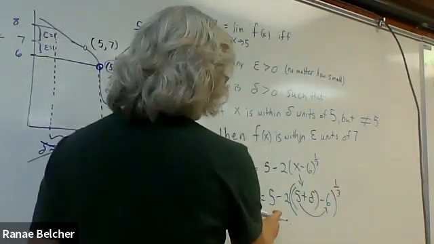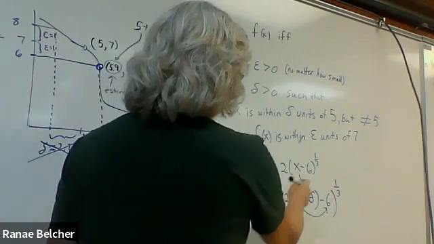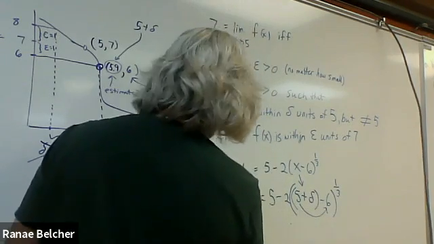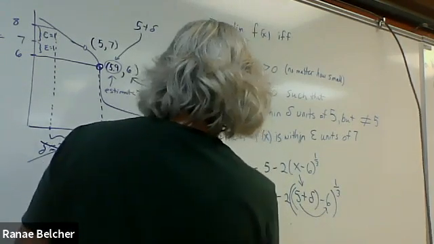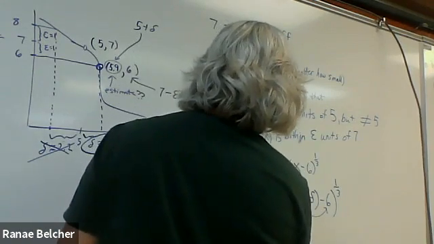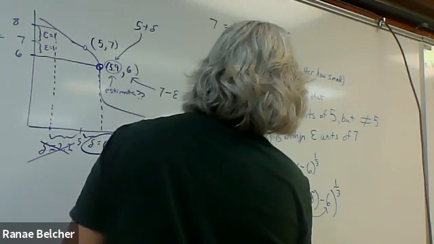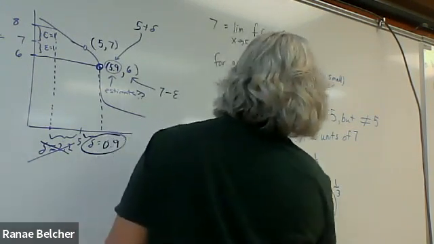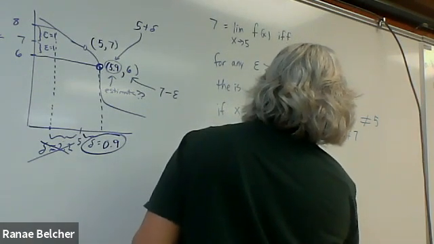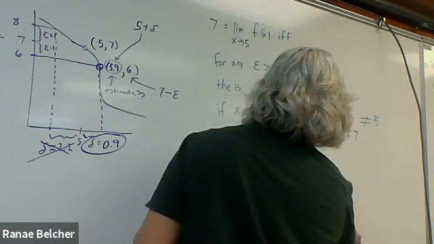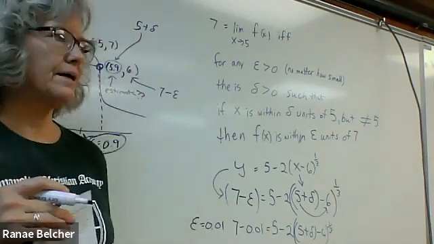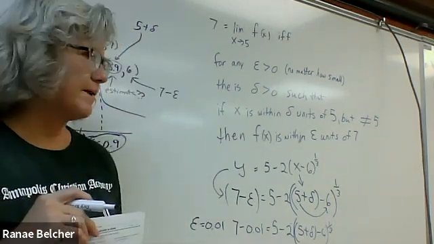We can start from this again. Remember, we replaced y with 7 minus epsilon and x with 5 plus delta. We want to solve for delta. Now this time, epsilon, they say, is 0.01, for number 6. And so we're going to say 7 minus 0.01 equals 5 minus 2 times (5 plus delta) minus 6 to the 1/3. So now solve for delta. See if you can do that on your own, because it's the same algebra we used a minute ago.